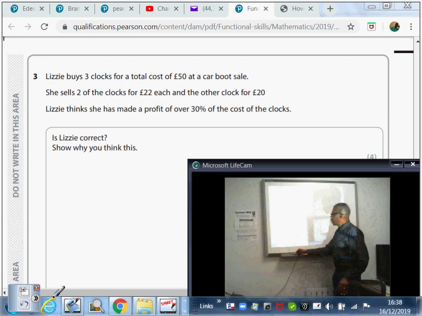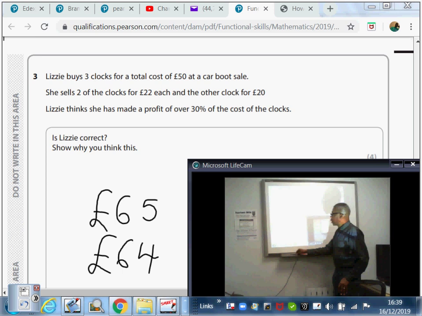Why? Because after the multipliers, we discovered that 65 pounds is equivalent to 30%, but she sold a total of 64. So that in itself is a 30% profit. This is below 30%, if you can see that. Yeah? That's below 30%. How do we know this?